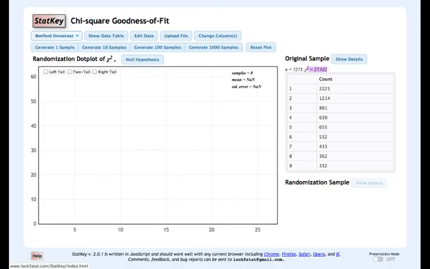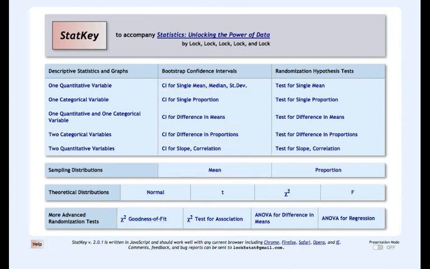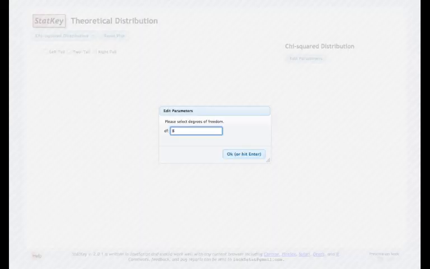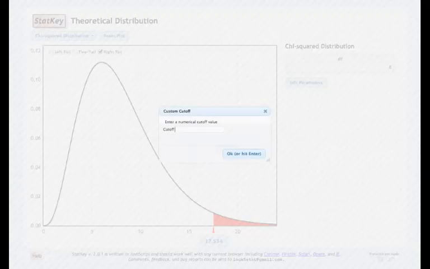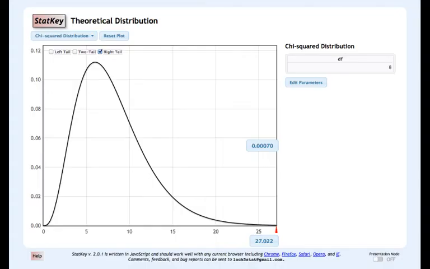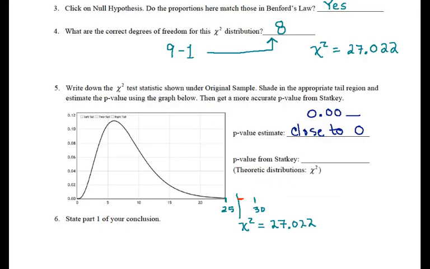So coming back to the main page, theoretical distributions, chi-square, 8 degrees of freedom, right tail, 27.022, and we get a p-value of 0.0007. So sure enough, very small.